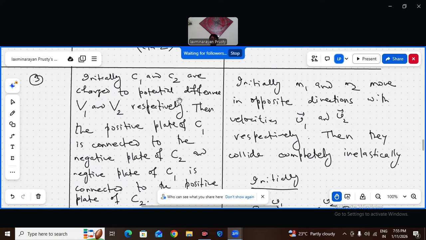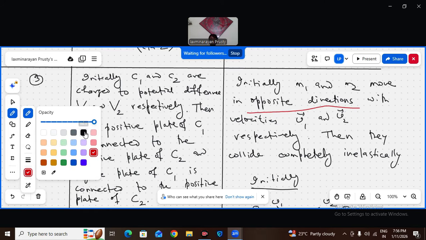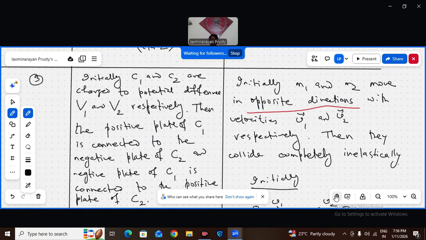Now the third case. Initially C1 and C2 are charged to potential differences V1, V2 respectively. Then the positive plate of C1 is connected to the negative plate of C2, and the negative plate of C1 is connected to the positive plate of C2. Here similarly, initially M1, M2 move in opposite directions. That's important. Here they are moving in opposite directions with velocities V1, V2 respectively.